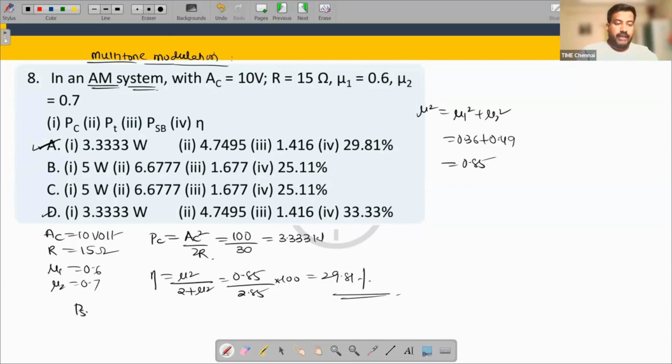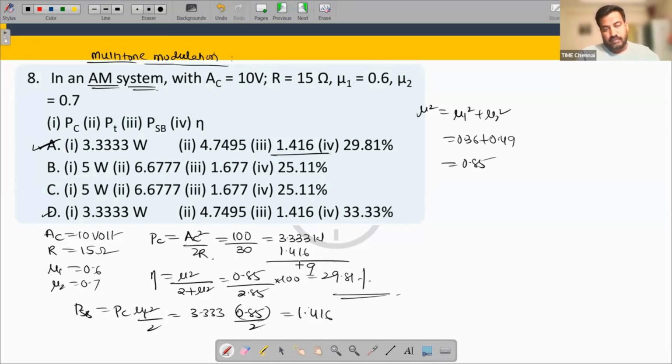Similarly, you can find the sideband power. PC into mu t square by 2. 3.333 into 0.85 by 2 is 1.416. When you add up now, 4.749. So option A is the answer.